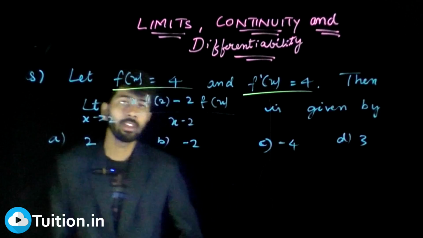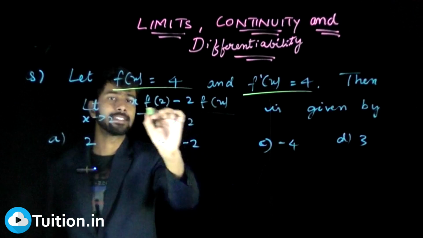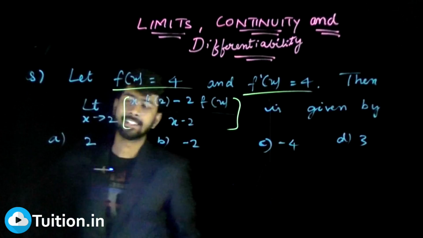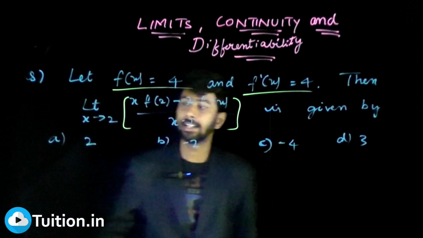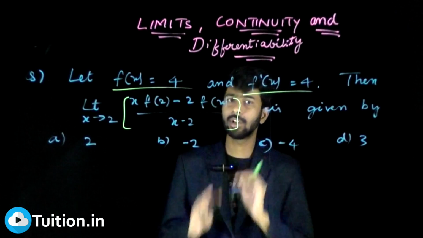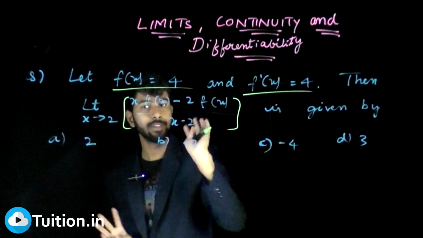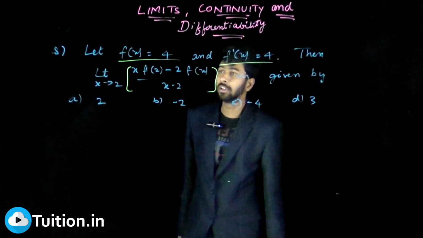So what happens when I say x is tending to 2, right? X is tending to 2, that means x is somewhere very, very close to 2. So what we first do is usually we put 2 in the expression and see what we are getting. So let's first put 2 in this expression.